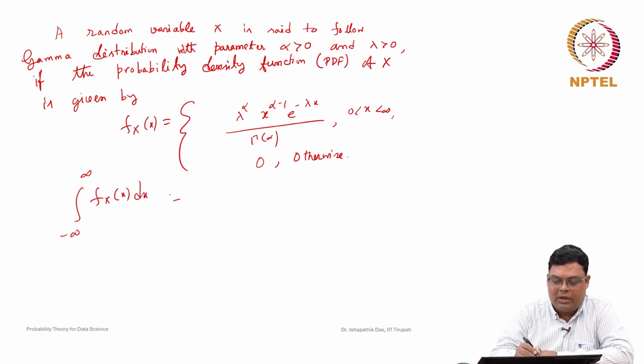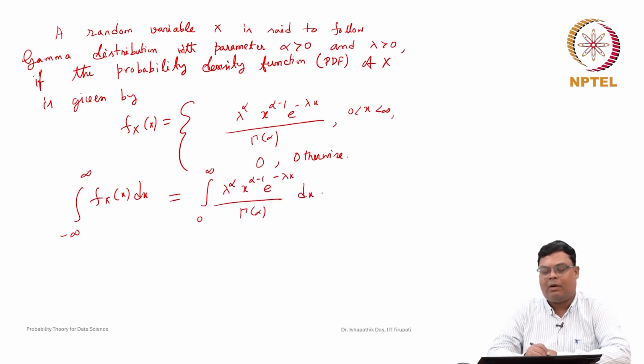Now, if you do this integration, see that this density function is non-zero in the interval 0 to infinity. So, this is nothing but the integral from 0 to infinity of lambda to the power alpha x to the power alpha minus 1 e to the power of minus lambda x by gamma alpha dx. Now, how do we do this integration?